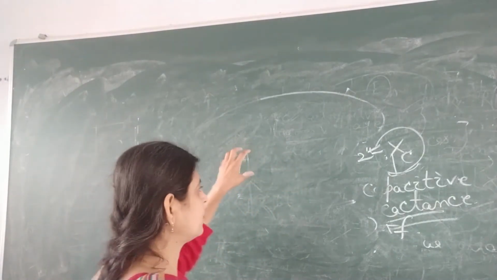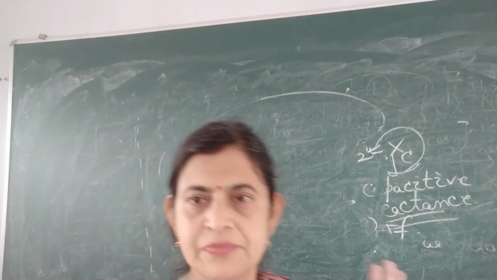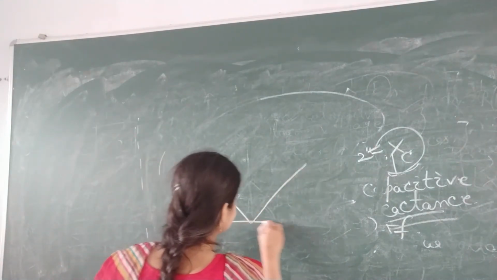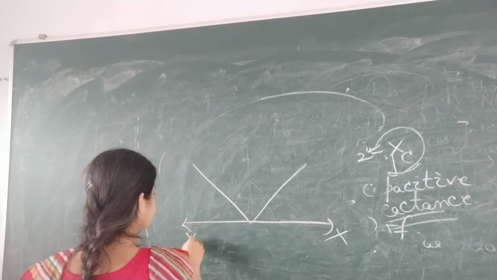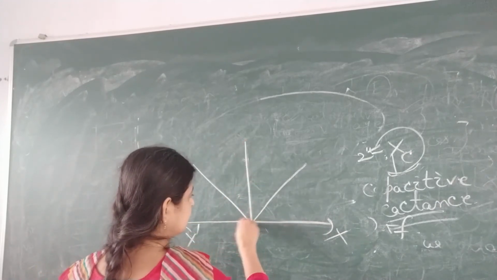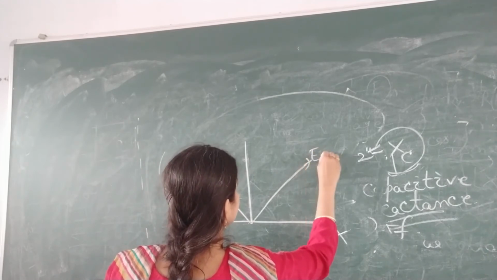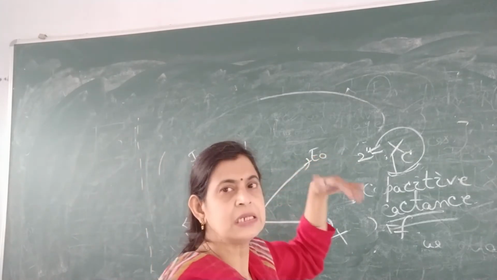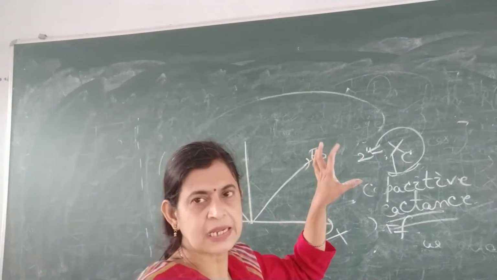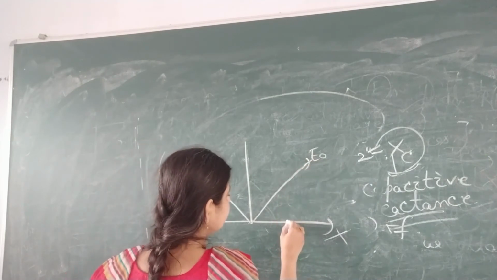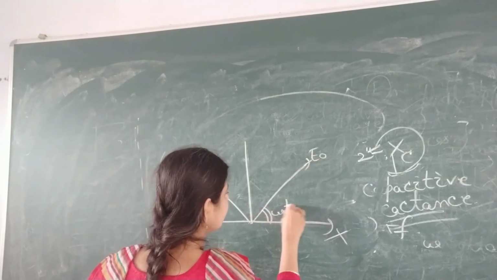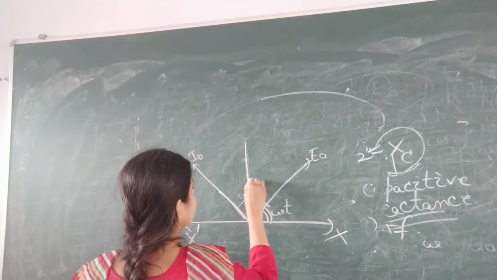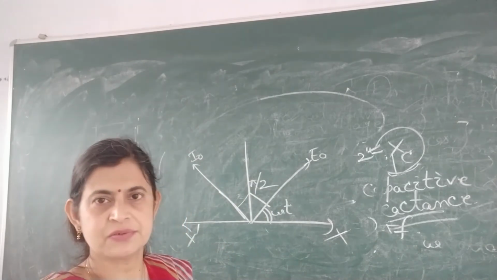Now, if you want to express in your phase diagram, then how can you draw? So this is E0 and I. That means current will lead by a phase angle of 90 degree. So the EMF will make an angle of omega t, and the angle between your current and voltage will be equal to pi by 2.